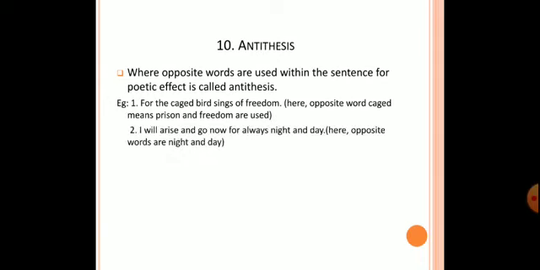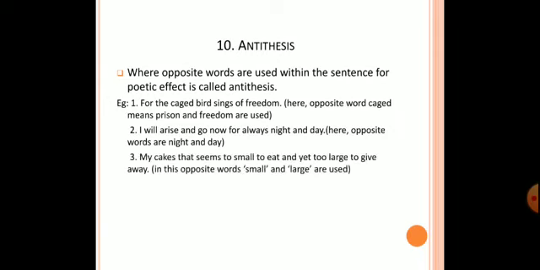I will arise and go now for always, night and day. So over here we have opposite words, night and day. Third example, my cakes that seems too small to eat and yet too large to give away. So over here we have opposite words, small and large.